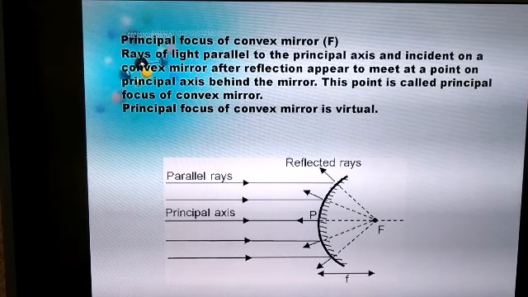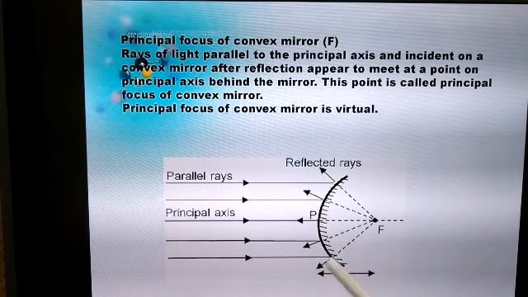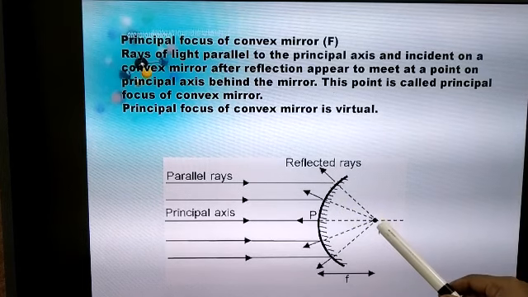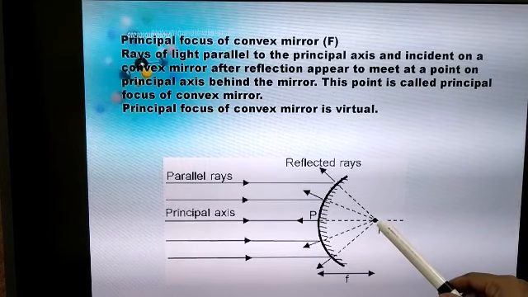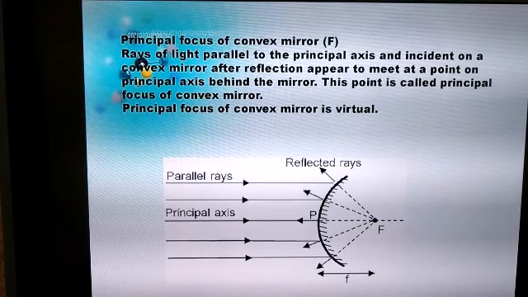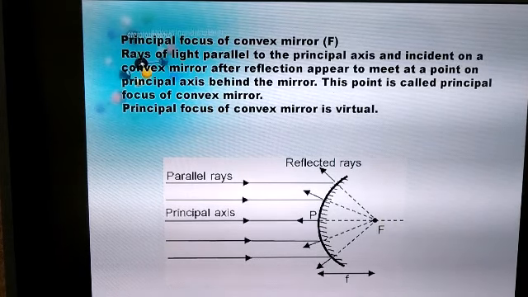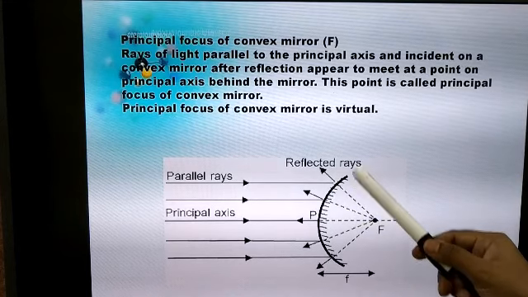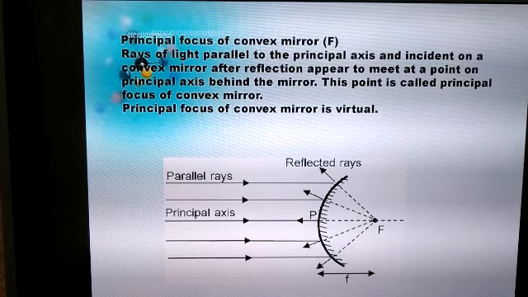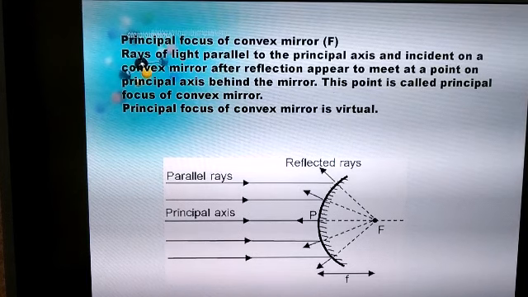Principal focus of a convex mirror is virtual because you can see the rays of light after reflection get deflected in different directions, but when these rays of light are pulled behind the mirror, they appear to meet at one point behind the mirror on the principal axis. When the rays of light do not actually meet but appear to meet at a point after reflection, we say that the image formed is a virtual image. Here we are talking about the principal focus. The reflected rays appear to meet at a point on the principal axis behind the mirror. Therefore, principal focus of a convex mirror is virtual.